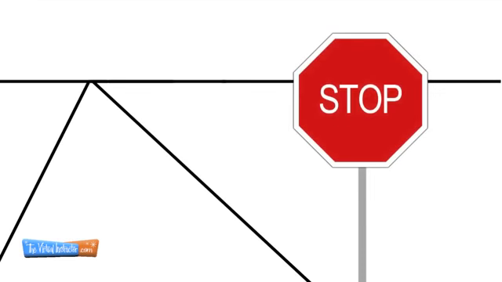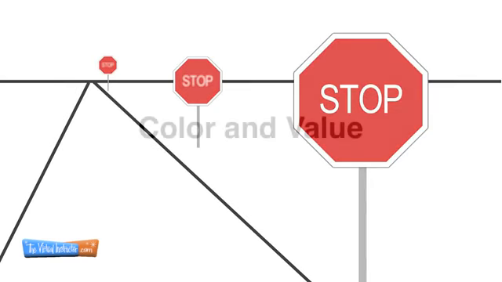The next way to create the illusion of space is through detail. Objects that are closer to the viewer are going to be more detailed than objects that are further away. This is illustrated by the word stop becoming illegible as it progresses further away from the viewer.